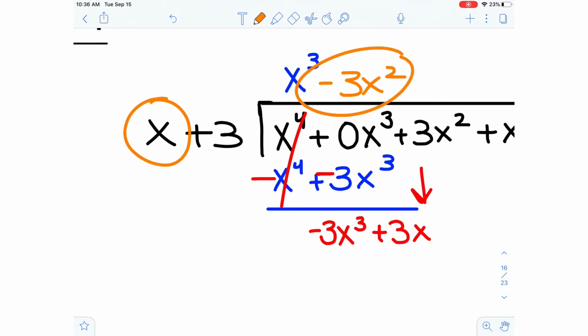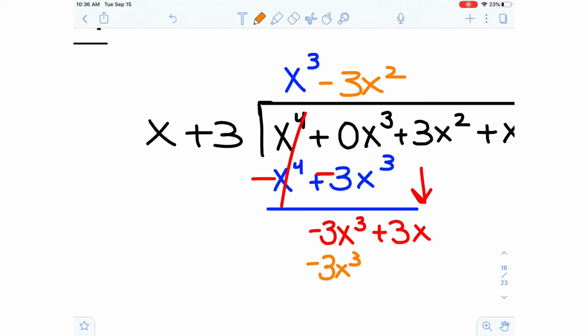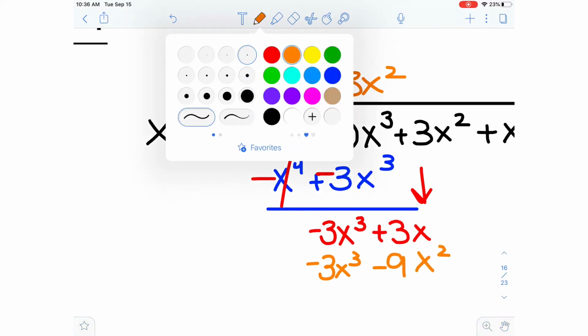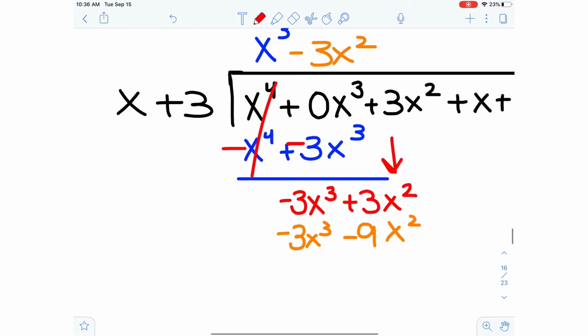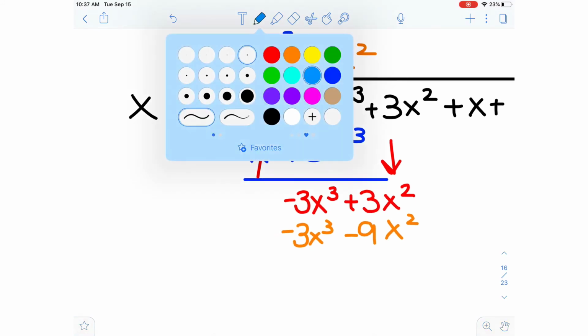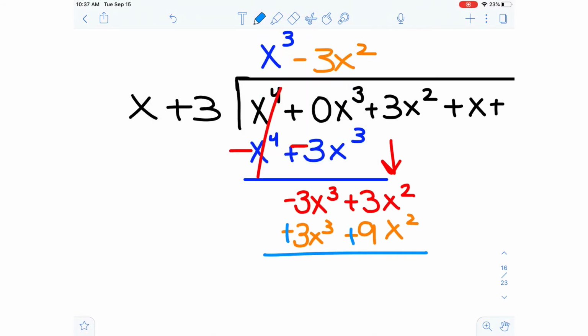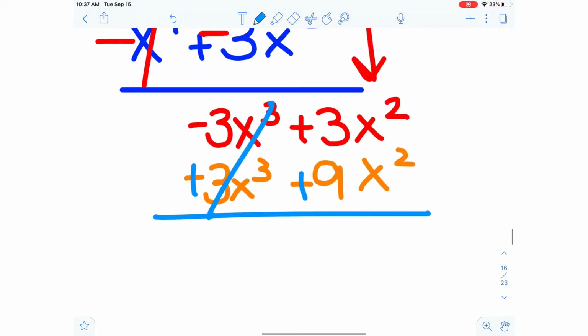Multiply. x times negative 3x squared is negative 3x cubed. Those should always match. 3 times negative 3x squared is negative 9x squared. Oh my goodness. When I dropped this down, guys, I forgot to put the squared. It should have been there. I'm sorry. So now I'm going to draw the line, change both signs. Those should cancel. 12x squared is what I'm left with.